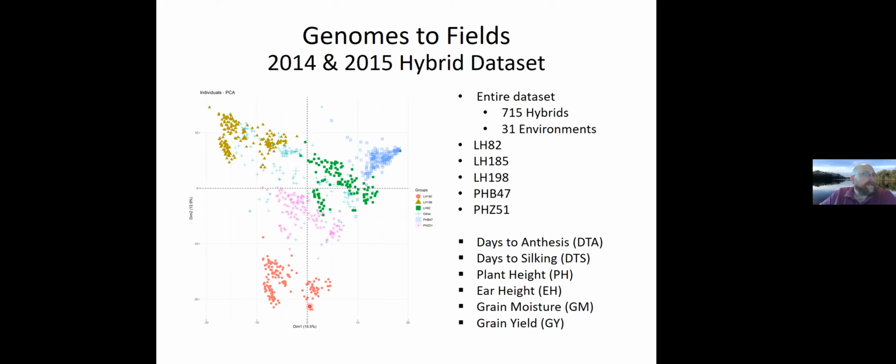When we zoom in on the PCA, we can see that it is divided into 5 major testers: LH82, LH185, LH198, PHB47, and PHZ51. We ran the analysis for the entire hybrid data set, which is 715 hybrids in 31 environments, and then we also subsetted for these 5 testers. We looked at 6 traits: 2 flowering time traits, days to anthesis and days to silking; 2 height traits, plant height and ear height; and 2 grain traits, grain moisture and grain yield.